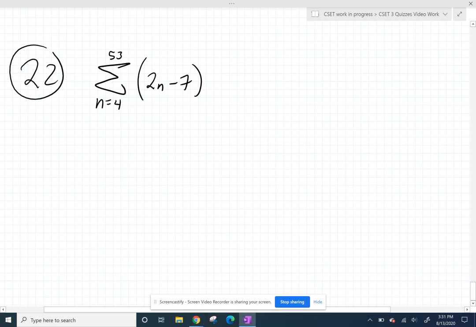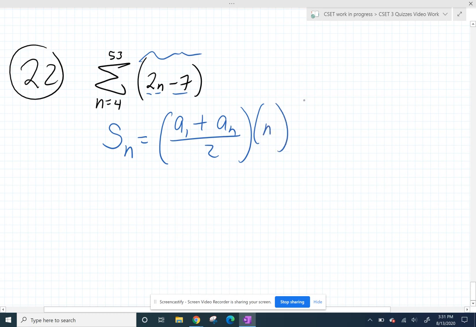So again, we recognize this as the sum of an arithmetic sequence. Arithmetic because it's like y equals mx plus b, n is to the first power. So we can use our sum of an arithmetic sequence as the average of the first term and the last term times the number of terms we have.